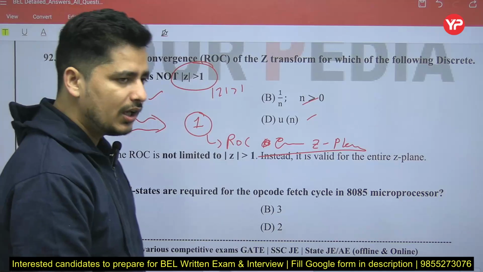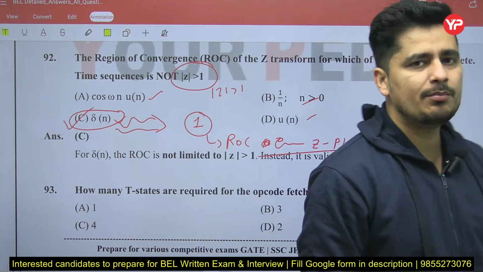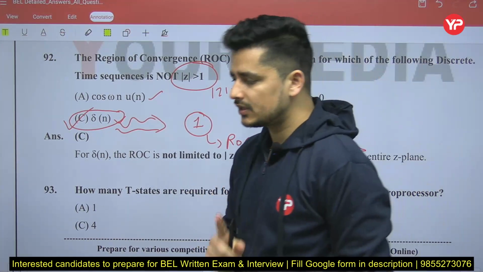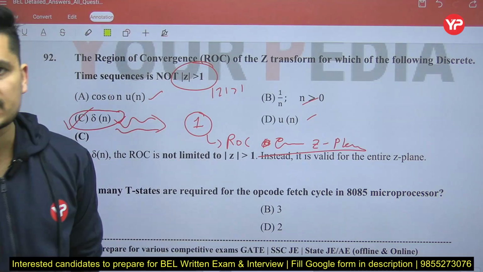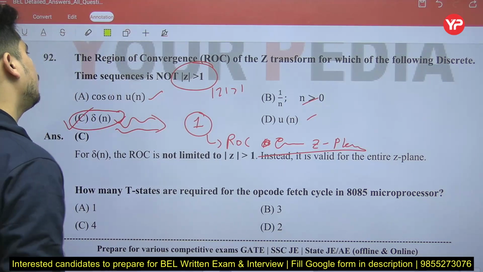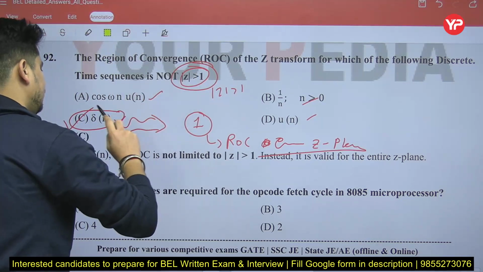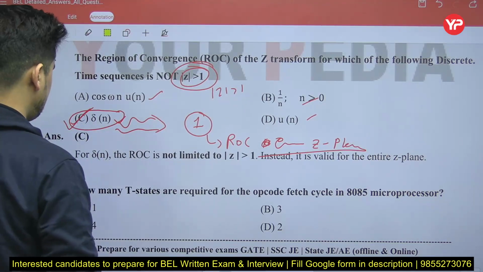C. When you take the Z transform of an impulse signal, the Z transform is 1 and its ROC is the entire Z plane, so it will not be bounded by mod Z greater than 1. So what will be the answer? C will be the answer.